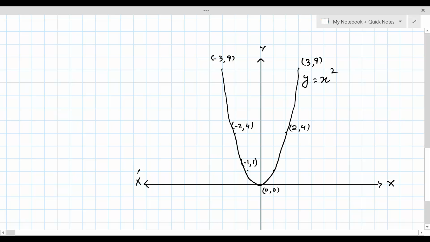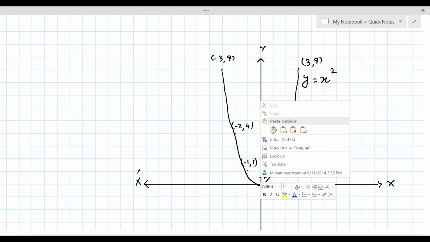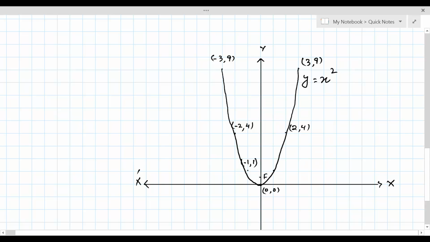This graph does have some very interesting properties. In fact, every quadratic function has a graph which is parabolic in nature and has all the properties of a parabola. Now, because this graph is a parabola, there must be a point here somewhere which we can label as F and call it the focus point. This point, called the focus, has a very interesting property.